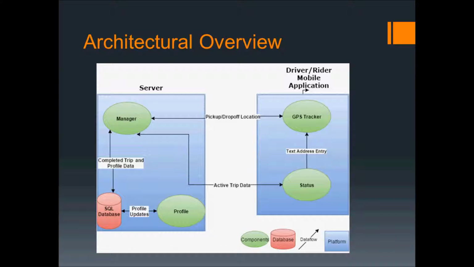The entity on the right, the driver-rider mobile application, depicts two primary entities: the GPS tracker and the status component. The status component is triggered whenever a rider makes a new trip request or a change to an existing one. When this happens, the address change, if there is one, is sent via text to the GPS tracker also on the mobile application that then converts the current location and new desired location to coordinates and streams these through a stream connector to the Manager on the server. The status also communicates directly with the Manager in the case a non-trip essential piece of information is changed, such as payment details.